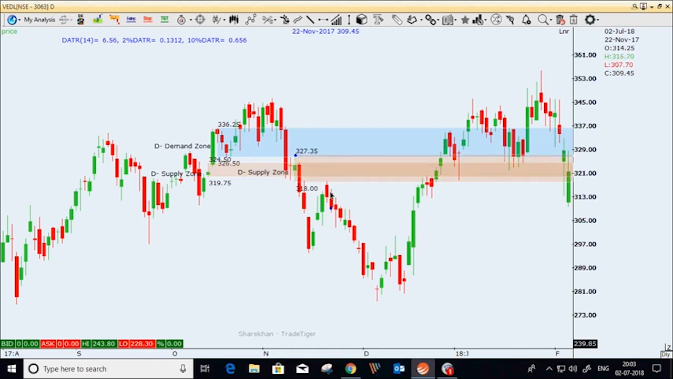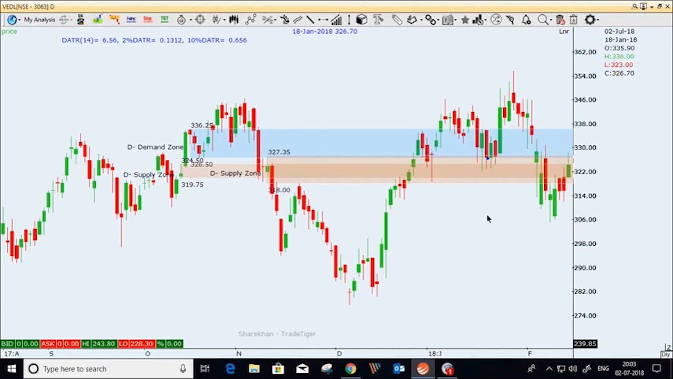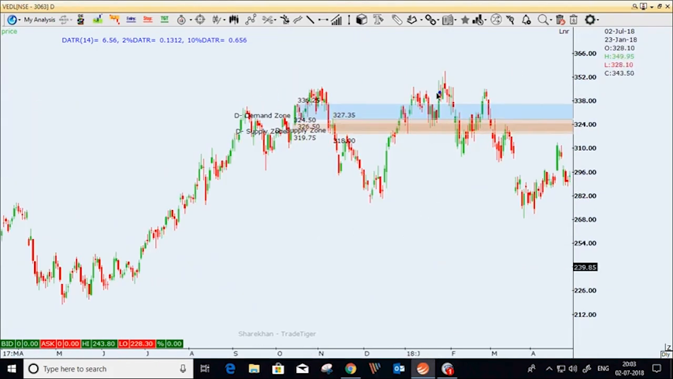And price came up to the source of engulf, gave a beautiful reaction, and then came up to the origin of engulf. And the origin of engulf is a little bit tested here, but still gave a reaction. You could have made 1:1, 2:1, and then it breaks, and then look what happened.